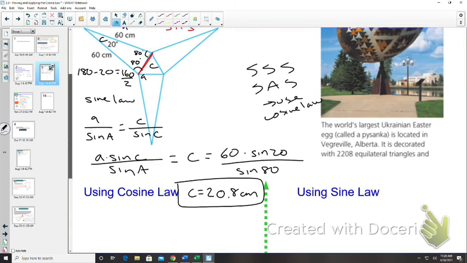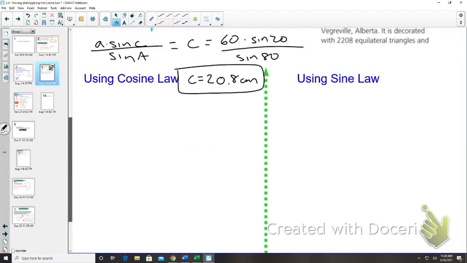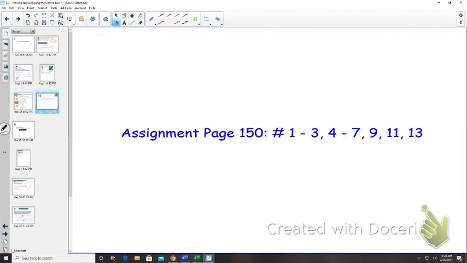All right, so your practice problems are in your textbook. Do these for practice. You guys have a cosine law quiz coming up very shortly.